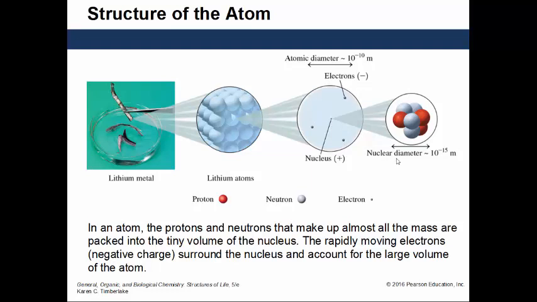Then the size of the nucleus of a lithium atom is approximately 10 to the negative 15 meters. So an incredibly small amount of space. And again, when you're talking about one atom, the high majority of the mass of an atom is found in the nucleus, where you find protons and neutrons.